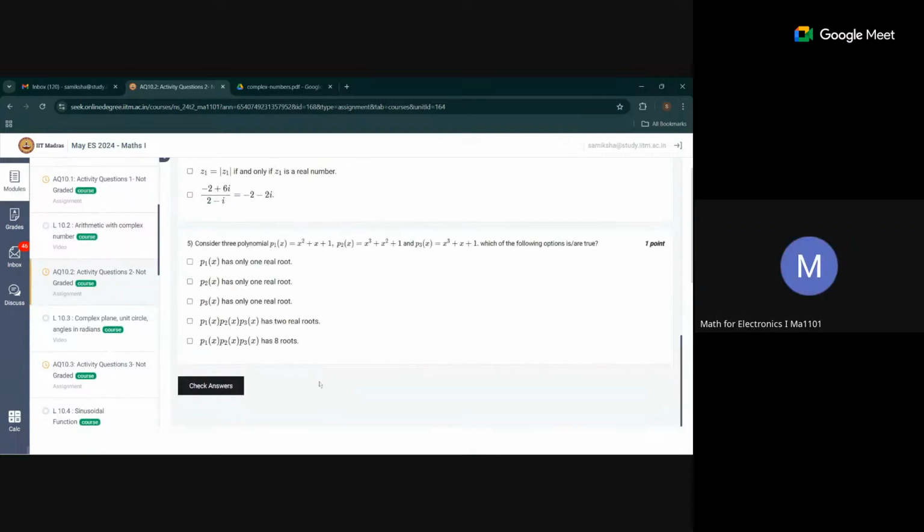Consider three polynomials P1, P2, P3. Which of the following options is true? P1 has only one real root, P2 has only one real root, P3 has... I solved the quadratic equation, but I wasn't able to solve the cubic equation here. Then how will I determine whether its roots are real or not? That's my doubt. I am not able to find the roots of the cubic polynomial.